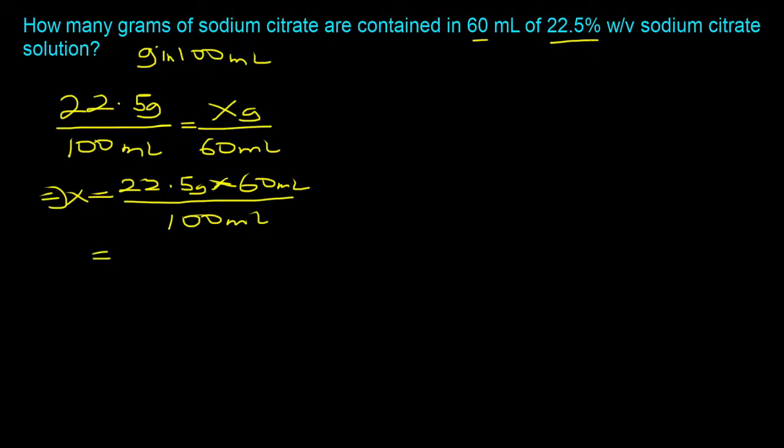We can do the math and we end up with 13.5 grams. Notice what just happened here. We made use of the definition of percentage strength, weight in volume. So 22.5% gave us 22.5 grams per 100 milliliters. Then we set up a very nice proportion to find out how many grams would be in the 60 milliliters, and then we do the math.